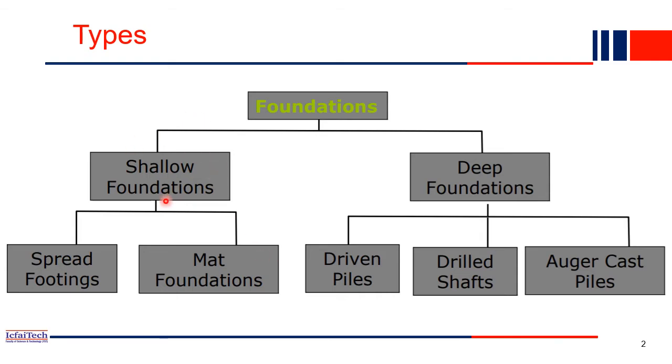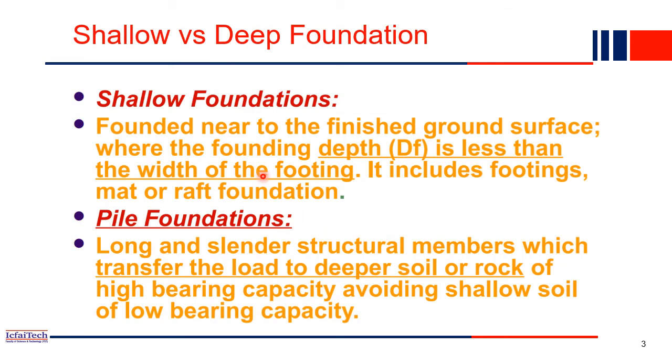Shallow foundations are largely classified into two types: spread footing and mat foundation. Deep foundations are classified into three normal categories: driven piles, drilled shafts, and auger cast piles. In the subsequent slides, we'll see each of these foundation types in detail. So let's get started with the different types of foundations. Here the comparison is between which one is a shallow foundation and which one is a deep foundation.